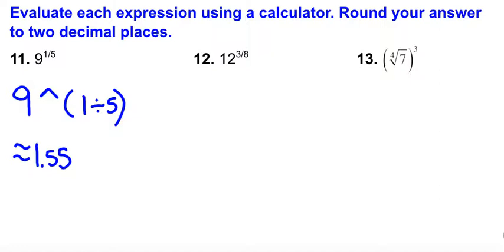12 to the 3/8. If I were to set it up to start with the 8th root of 12, nothing's going to come out nice and pretty. So what we do is we just type it in as it says, 12 raised to the 3 divided by 8. Which gives you approximately 2.54.